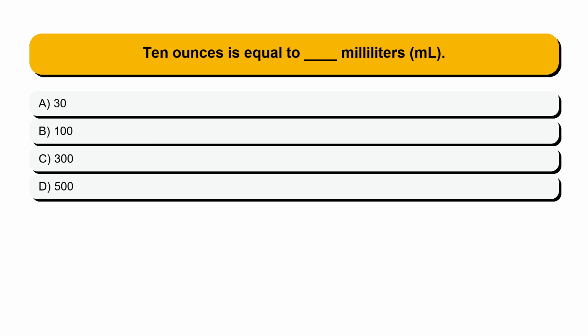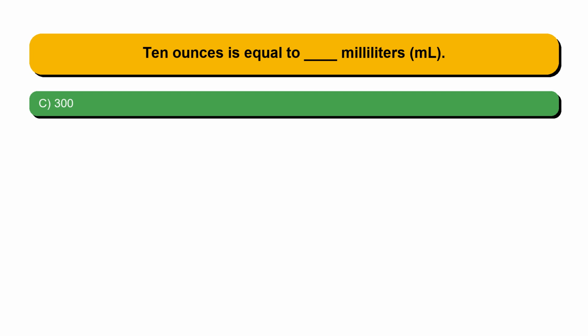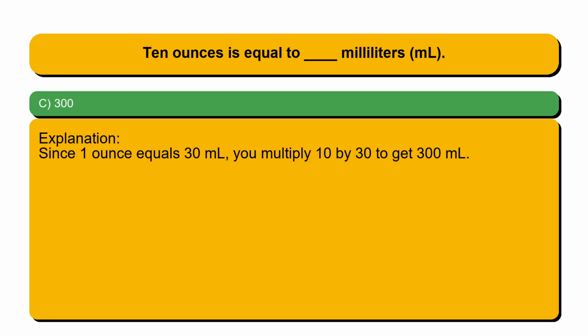Question 64. 10 ounces is equal to blank milliliters, ml. Option A. 30. Option B. 100. Option C. 300. Option D. 500. The correct answer is option C. 300. Since 1 ounce equals 30 ml, you multiply 10 by 30 to get 300 ml.